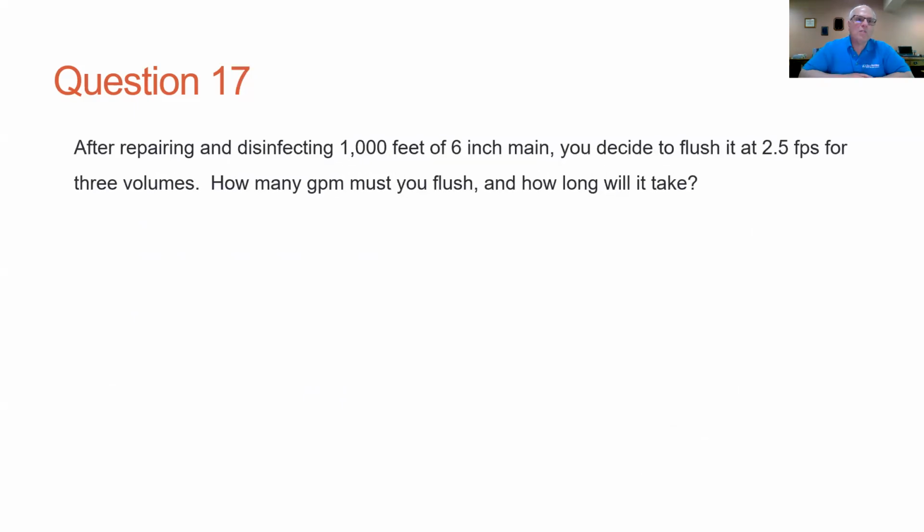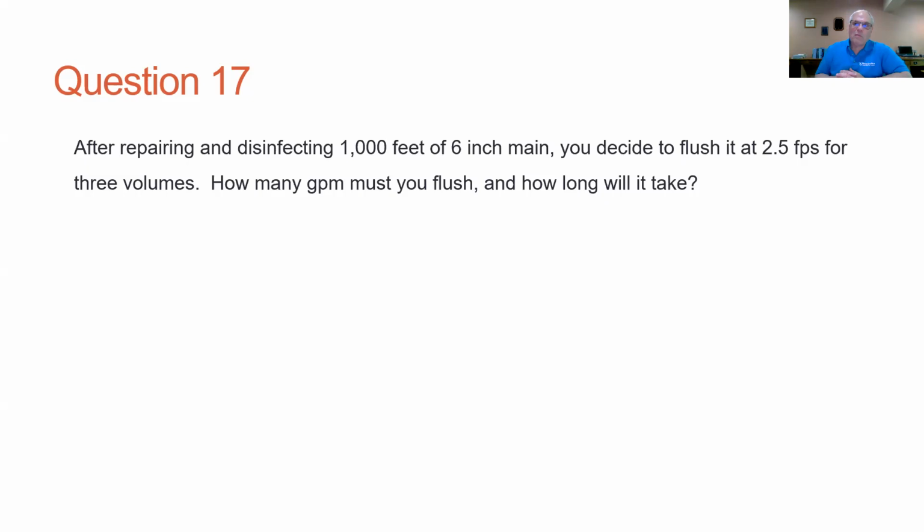Now 17 addresses the issue of repairing and disinfecting broken mains in the system, or repaired mains in the system, which then requires you to flush it out at 2.5 feet per second and spend exactly so much water to get it done properly. So this question asks you, how many gallons per minute must you use to flush that main out? And the second part of it is, how long should that take you? So in other words, you've got this 1,000 feet of 6-inch main that you've repaired, and you decided to flush it out after you got it disinfected.